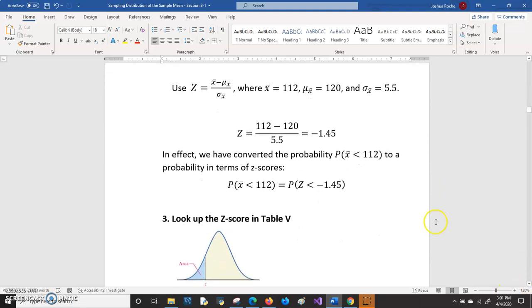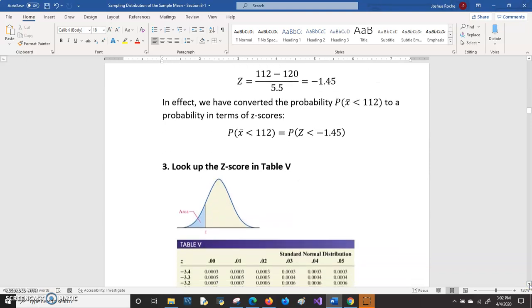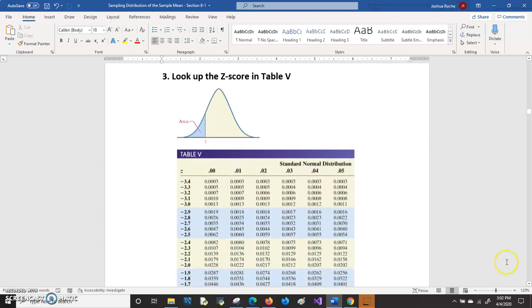So remember that all that you've really done is you've converted your probability so that it's no longer in terms of x bar, it's now just in terms of z. And that means that you can go to Table 5, go to the normal distribution table, and look up that z value.